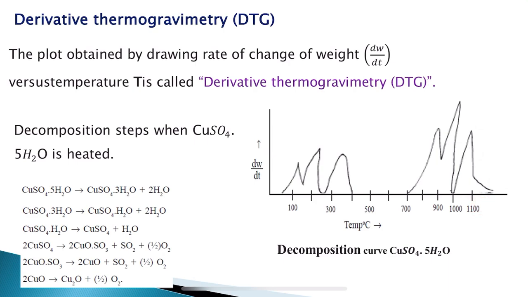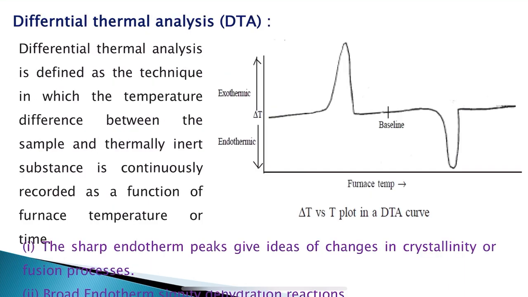So, the series of 6 different reactions which take place in the decomposition of copper sulphate pentahydrate is clearly observed in terms of peaks in the thermogram. This is what is called a derivative thermogram.